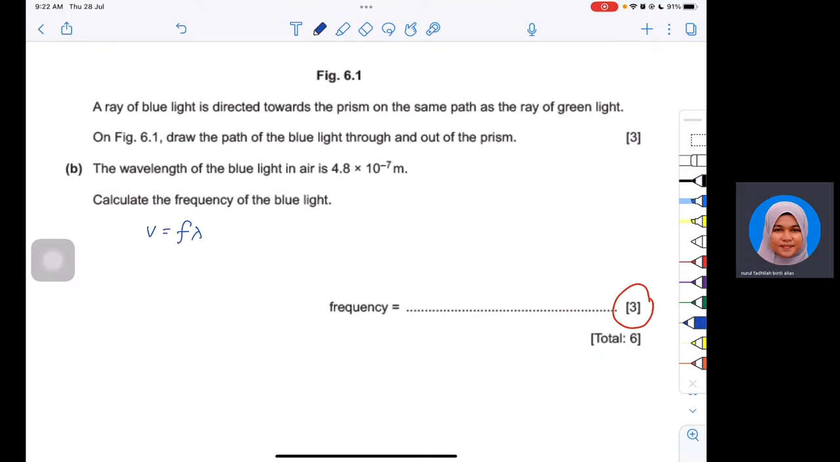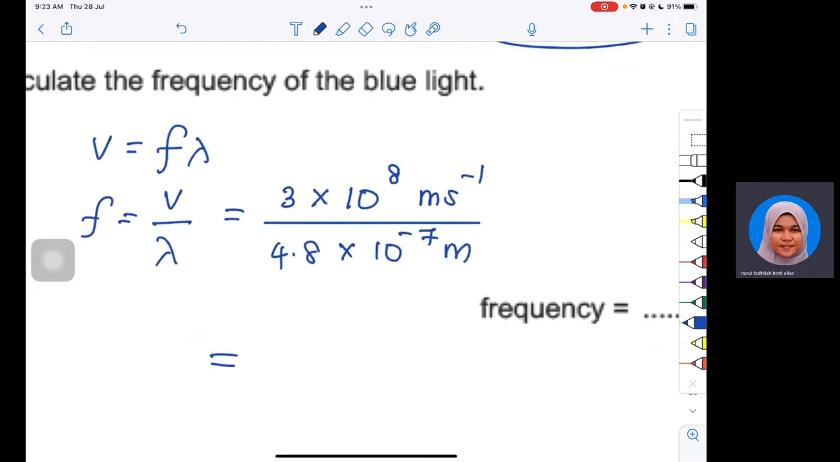Okay, what the question wants? Frequency, and how the formula will look like? F equals V over wavelength. Jadi, what's the V? The V is C. Bagus. So, what's C? What is the value of C? 3 times 10 to the power of 8 meter per second divide by that value. That is super easy. Saya potong mm. And then you just press your calculator.